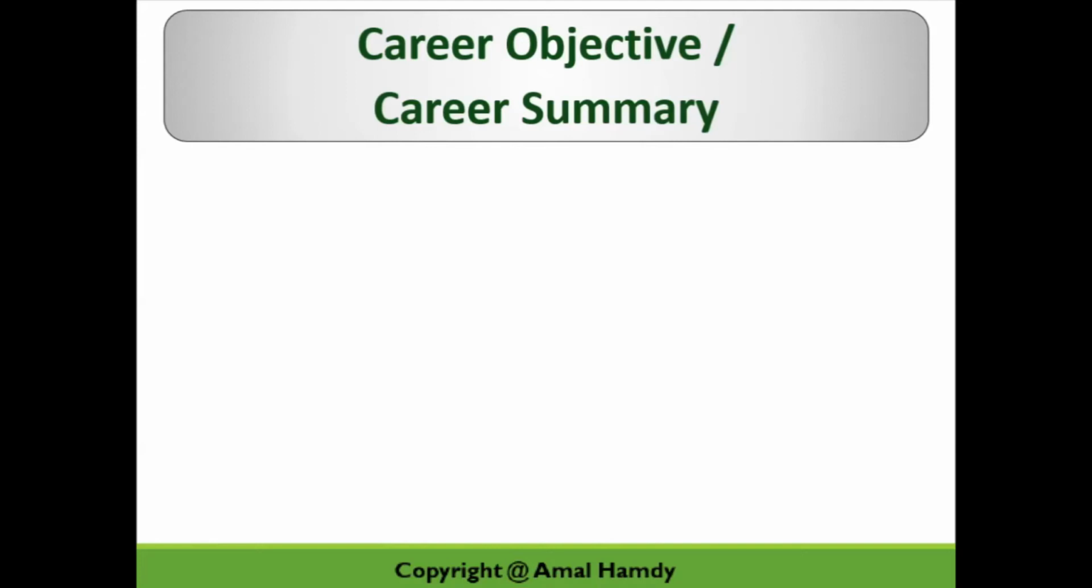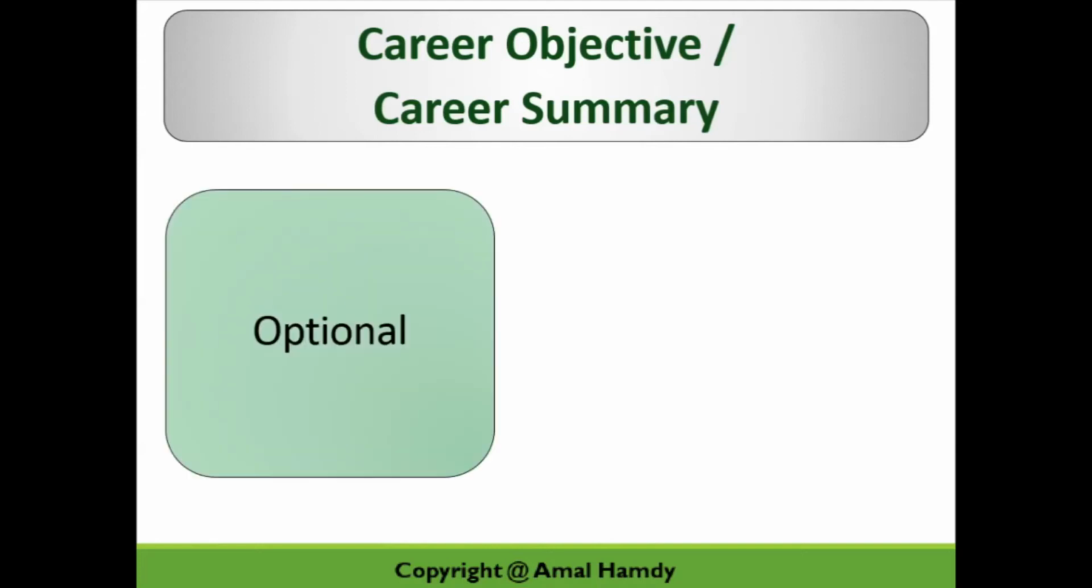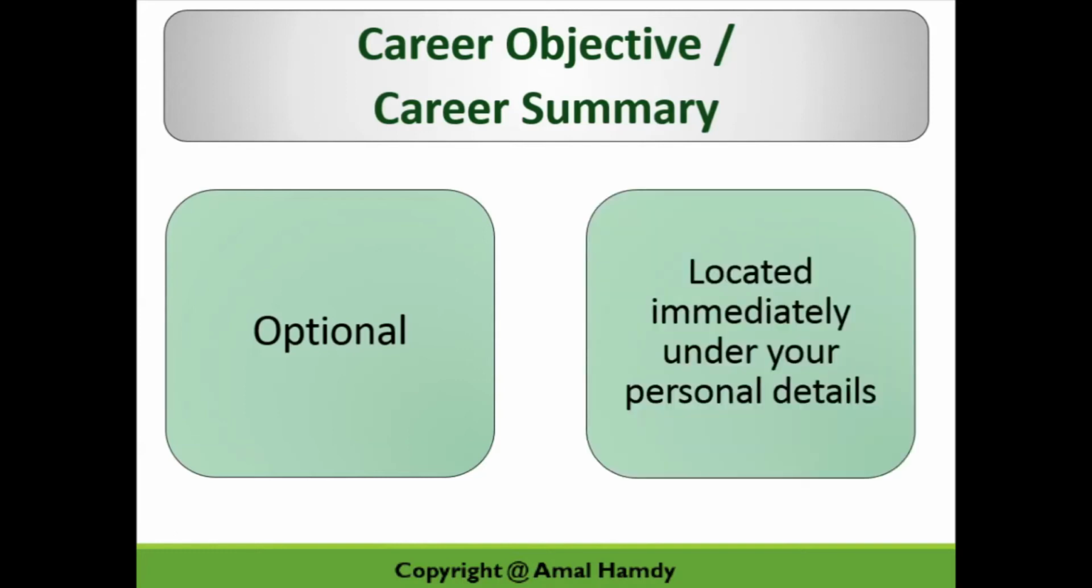تاني حاجة كانت career objective, career summary. أول حاجة لازم تعرفوها in this is an optional section. Okay, you don't have to include it and that it's located immediately under your personal details. يعني أول ما تكتبوا name و contact information لو هتكتبوا career objective أو career summary تحطوه تحتيه بالضبط.